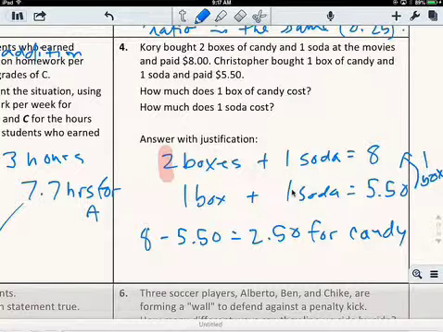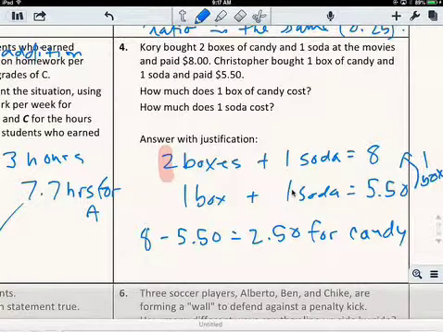So again, the reasoning there is that the only difference between Corey and Christopher's orders is that Corey got one more box of candy. So that means that the difference in their prices must be the price of one box of candy. And so 8 minus 5.50 gives me 2.50 for candy. So now I know how much candy is.